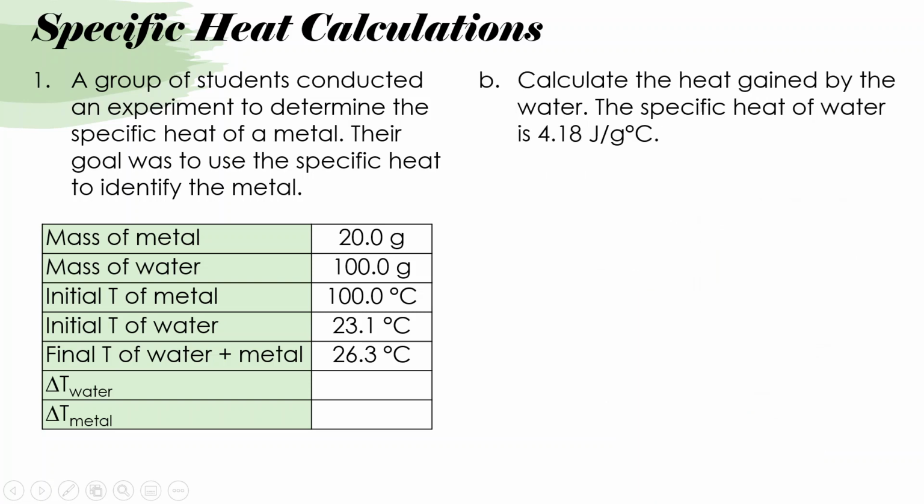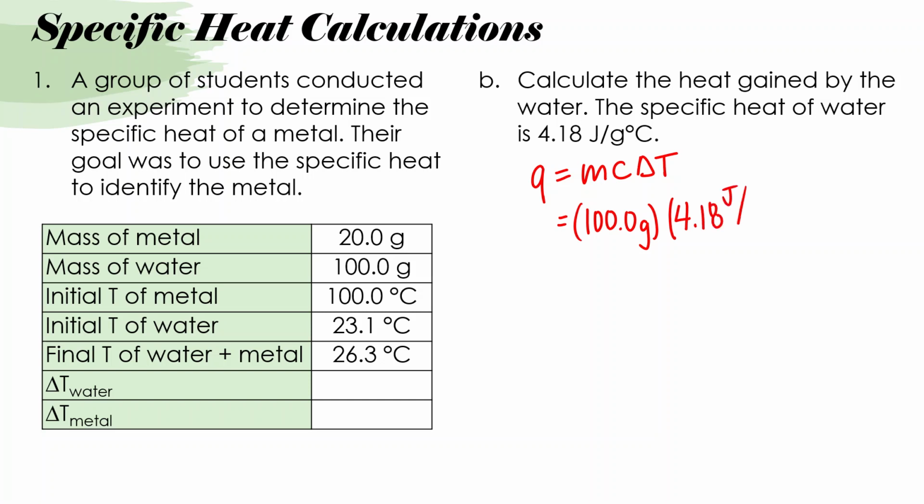So we want to calculate the heat that is gained by the water here. We're going to use Q is equal to mc delta T. I'm going to use the mass of the water, which was our 100 grams, and the specific heat of water is 4.18 joules per gram degree Celsius. That's our constant for specific heat.